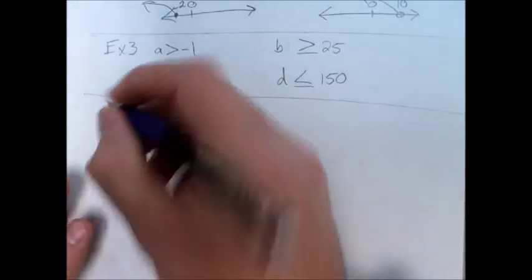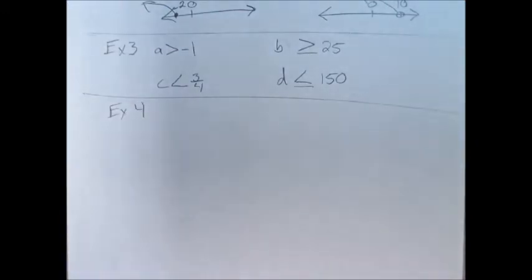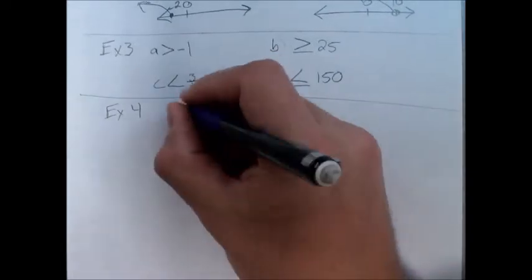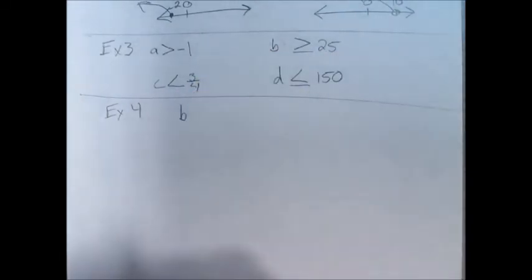Example 4 says, in this application of practice time, Marie does not take a break until she has practiced playing the violin for at least half of an hour. A, write an inequality to represent the number of hours that Marie must practice before she takes a break. So we're going to establish a variable. I'm going to call it B for break. Okay, she cannot take a break until she has practiced for at least half an hour.